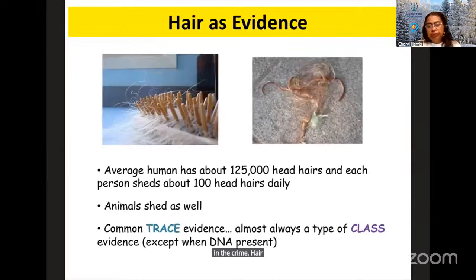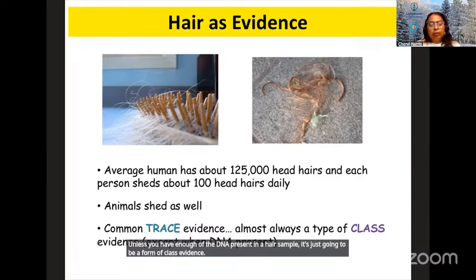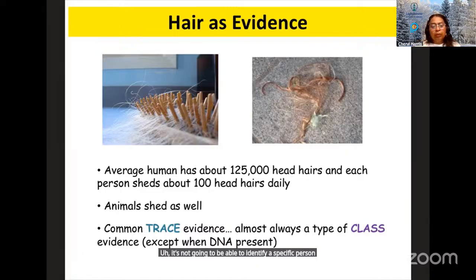Hair is a very common form of class evidence. Unless you have the root, unless you have enough of the DNA present in a hair sample, it's just going to be a form of class evidence. It's not going to be able to identify a specific person, but people shed hairs daily, all the time. So if you look at the fact there, it says that about 100 head hairs per day are being shed. So you figure in a 24-hour period, you're losing about 4 hairs for every hour. So a lot of times this is the type of evidence that's left behind at a crime scene, and you might not even realize that your hair fell out.